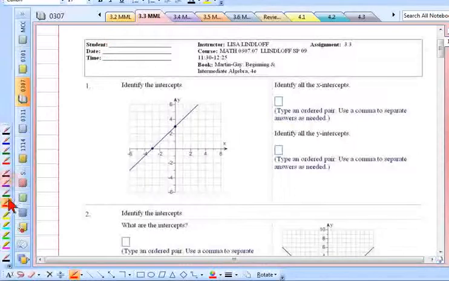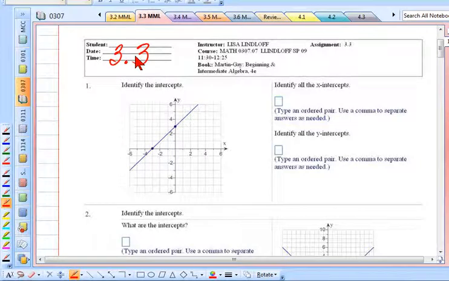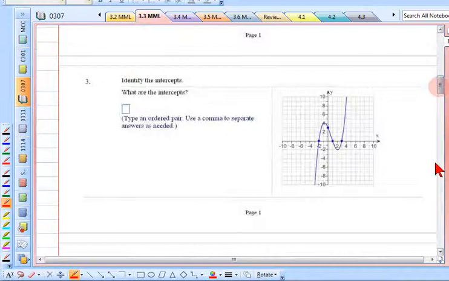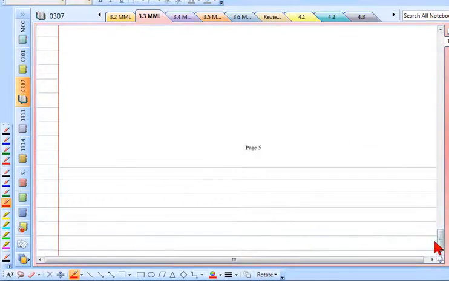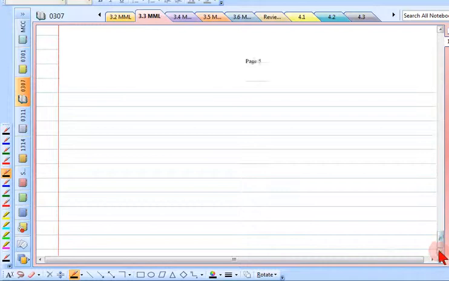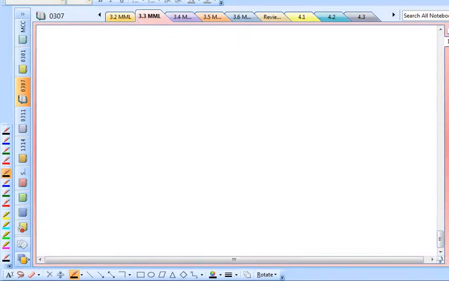Take a look at now section 3.3. 3.3 is a section about a concept called intercepts. So I'm going to go to some blank paper and just sort of define what's going on for us. I want to talk about intercepts.